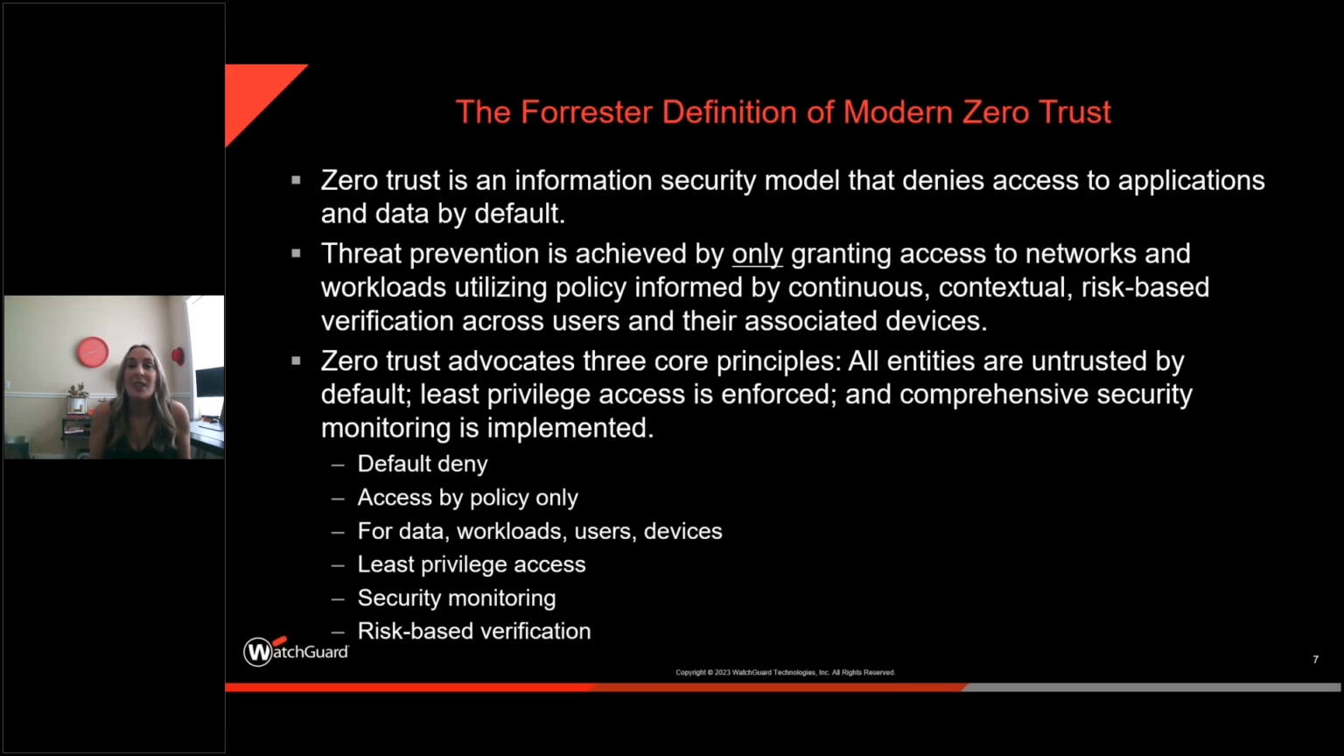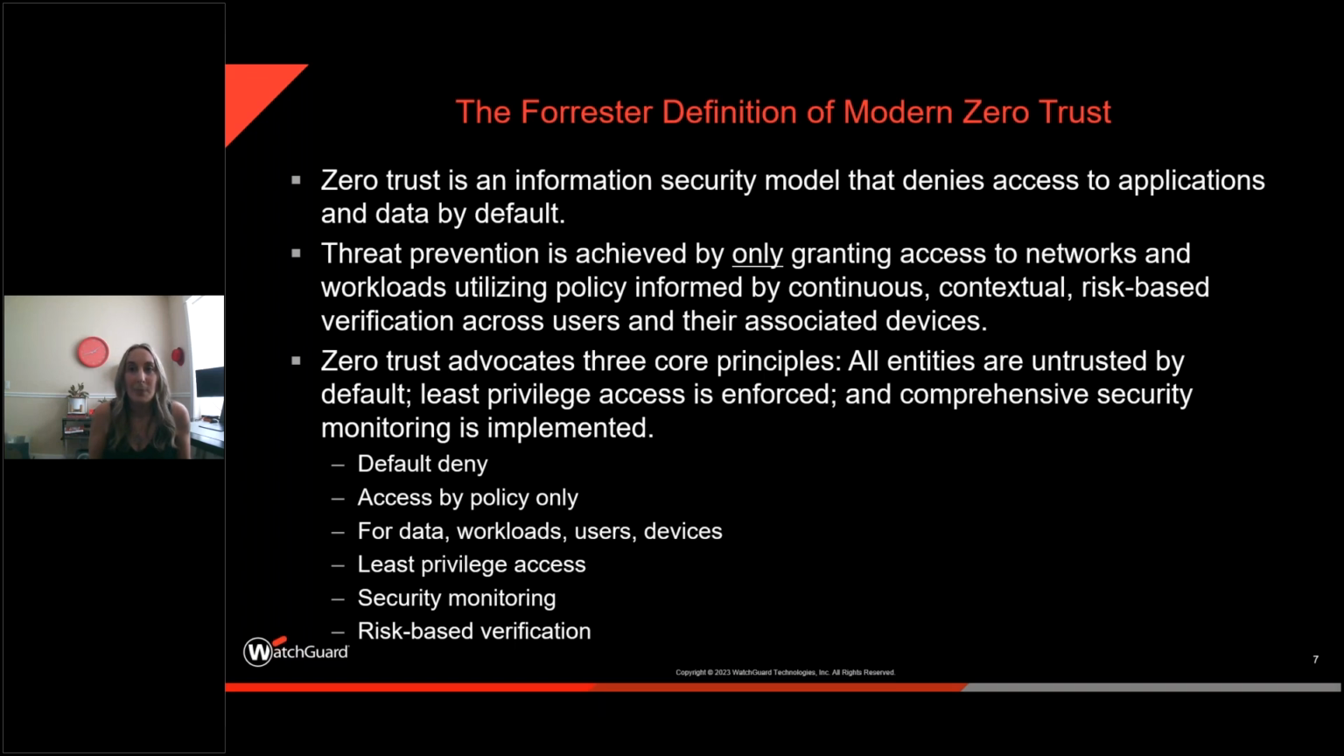So zero trust advocates three core principles. All entities are untrusted by default, which is what we talked about in the earlier example. Least privileged access is enforced, so only the minimum number of privileges or access at any given time. So rather than static and standing privileges, just-in-time privileges, for example. And comprehensive security monitoring is implemented. Now that is brand new for the definition of zero trust as of 2023 out of Forrester.